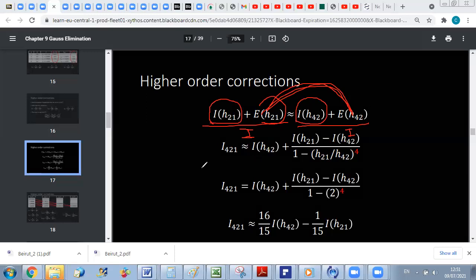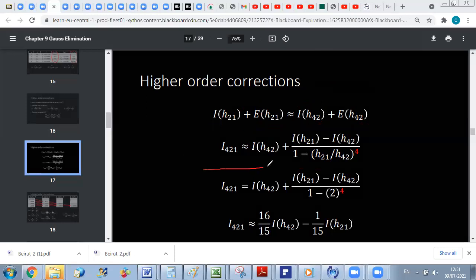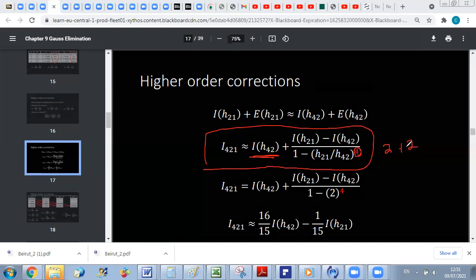I will end up with the following result, the correction of the correction, I4221, which is equal to I computed using h42 plus (I(h21) minus I(h42)) over (1 minus (h21 over h42) to the power 4). So it's exactly the same result I obtained in the first correction, but now the order of the error increased by 2. So instead of being 2, it's now 2 plus 2, which is 4.